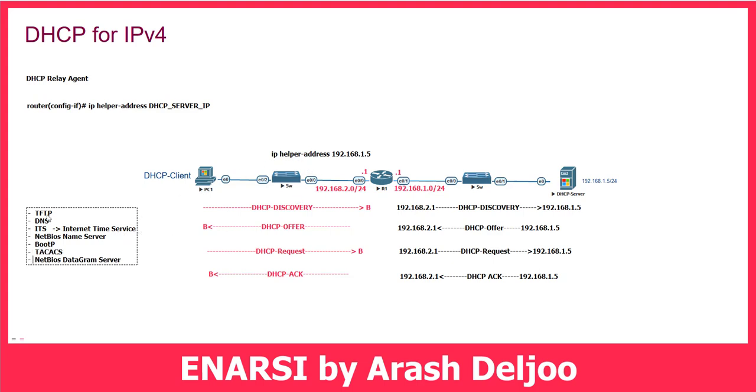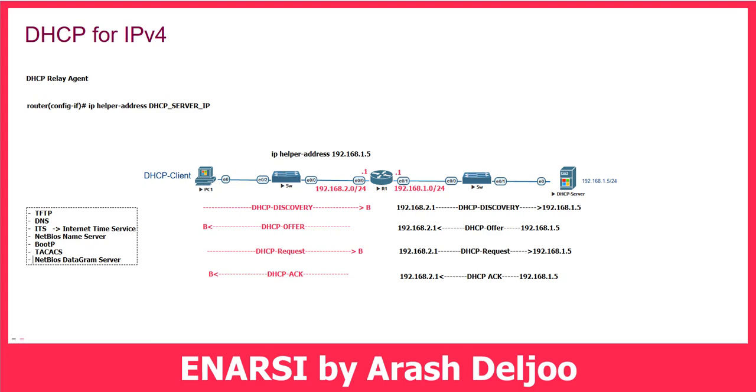TFTP is the abbreviation of the Trivial File Transfer Protocol. DNS is the abbreviation of the Domain Name System or Domain Name Service. ITS is the abbreviation of the Internet Time Service, and then NetBIOS name server, bootp and TACACS, and finally NetBIOS datagram server. These messages are also advertised to this IP, but you know that in most cases we don't have these messages in our network.